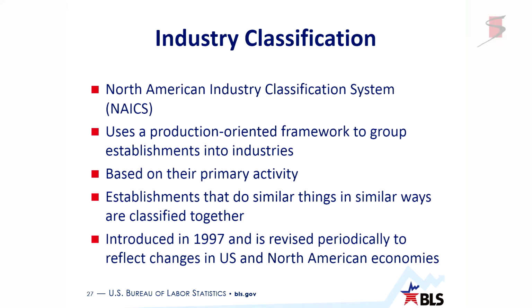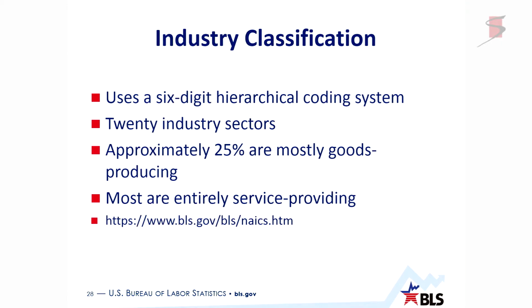And this was developed in conjunction with Canada and Mexico. Establishments or businesses are grouped primarily on their primary activities, so that establishments in one group do similar things and in similar ways. And just like with the occupational classification system, the NAICS classifications are updated periodically to reflect changes in the economies. Now, this uses a 6-digit hierarchical coding system.